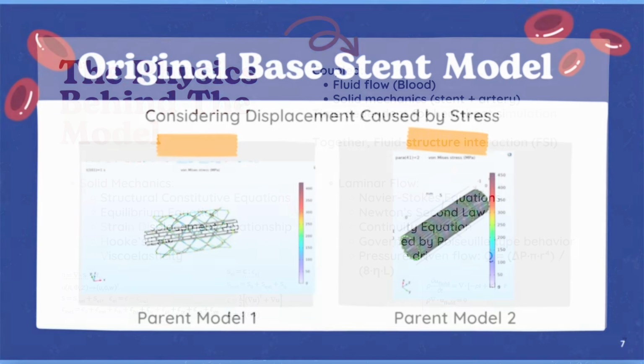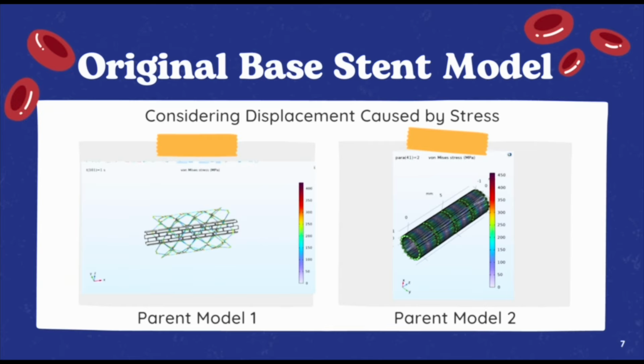With the base model established, we then explored how changes in the material and geometry affected the performance. We created 3 variations of the stent design. The first was the original model, which served as our baseline. The second involved changing the material to titanium, allowing us to evaluate how increased stiffness influences deformation and stress distribution.